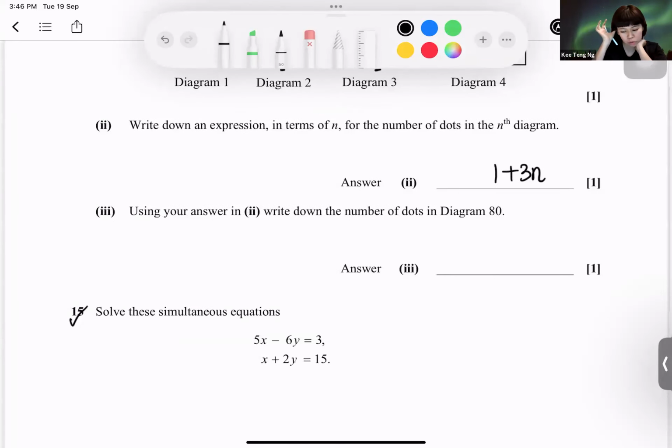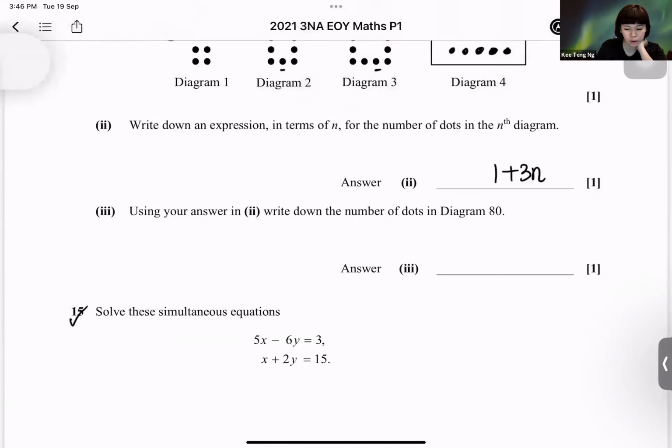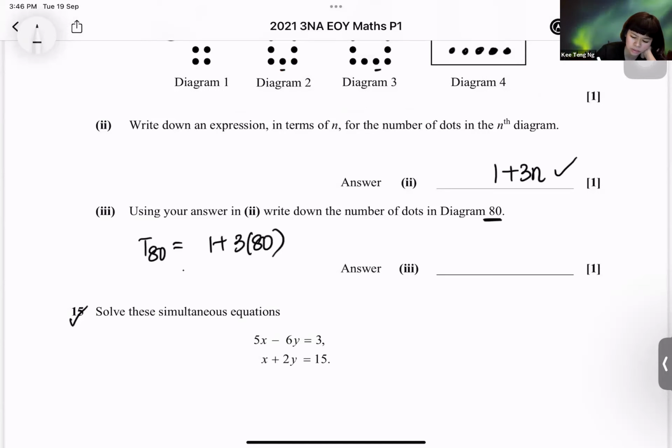Using your answer in part 2, write down the number of dots in diagram number 80. So what's the diagram? The n will now be equal to 80. So at term 80, that will be 1 plus, using this answer, 3 times 80. Then you get 241 dots. Have you gotten the answer?